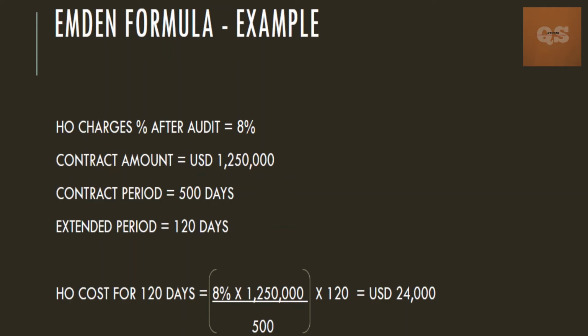So using this formula, it is similar to the Hudson formula, except that your percentage of head office charges is calculated here. In the Hudson formula, it was already mentioned in the tender document. So it will be 8% into 1.25 million US dollars divided by 500, which will give you your one day's head office cost. That into 120 days will give you your head office cost for 120 days. So when you calculate, you will be getting around 24,000 US dollars.